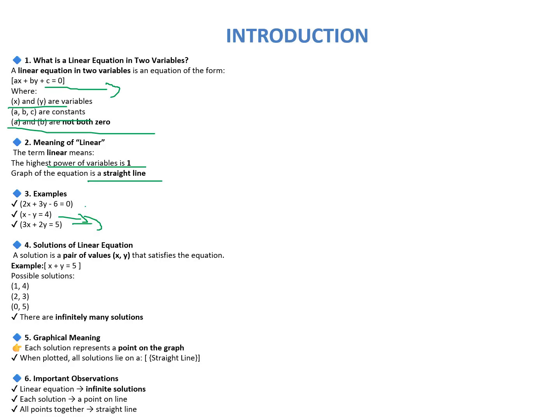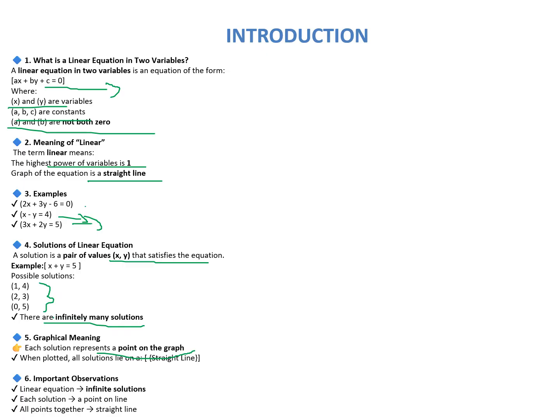And how we can solve a particular linear equation: a solution is a pair of variable values of x and y that satisfies the equation. Typically, we can put some value for x and derive the value for y, and likewise we can get combinations of x and y. There are infinitely many solutions for a particular equation. The graphical meaning is that each solution represents a point on the graph.